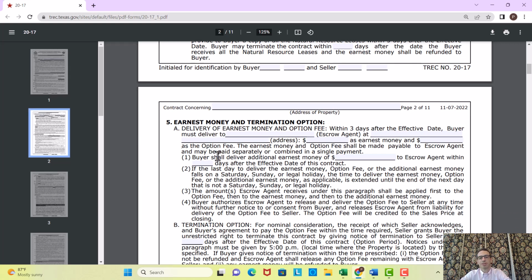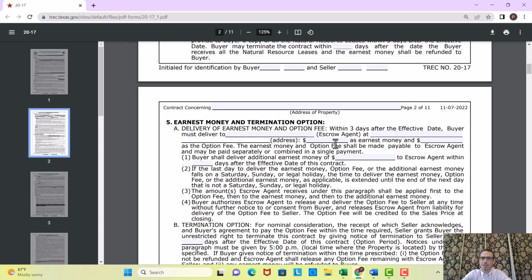Paragraph 5, earnest money termination option. This is where you put the stuff about the title company. So you've got to deliver to the title company. If you're going to use, our firm has a relationship with Fidelity National Title at the time of this, and you put the address here of the title company.